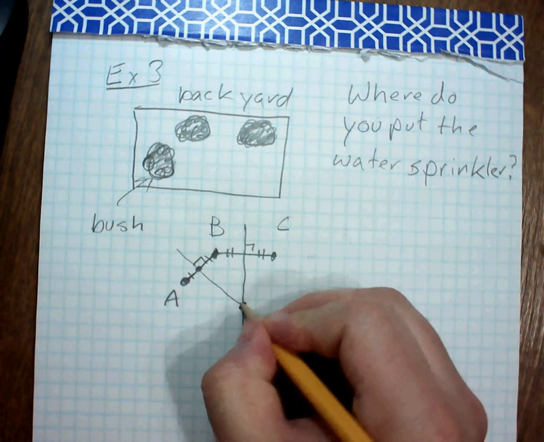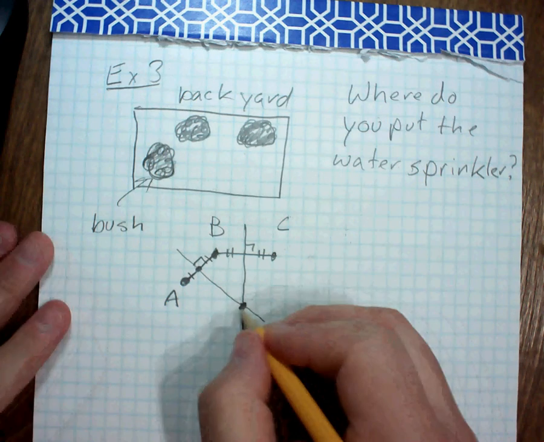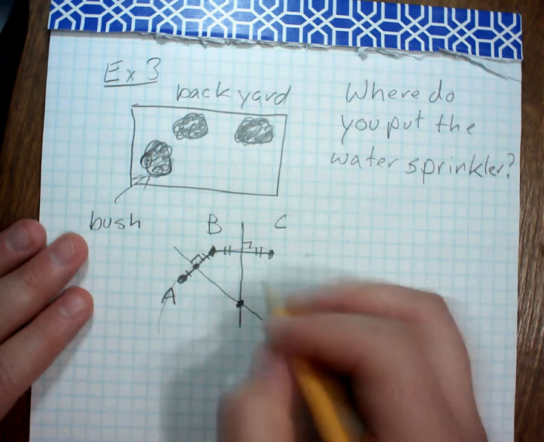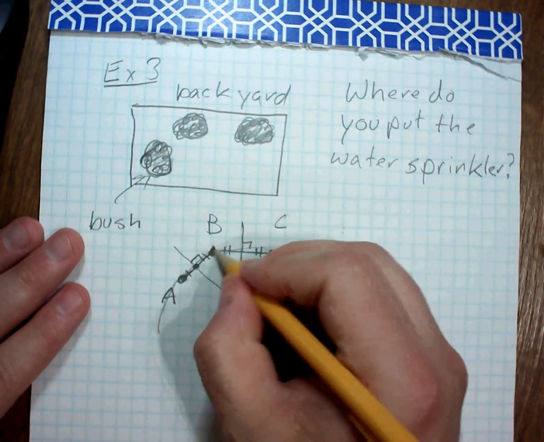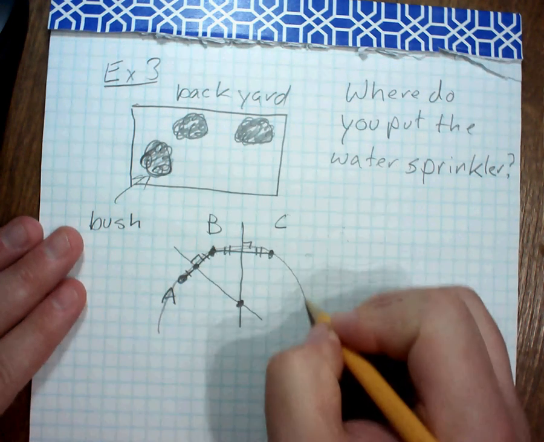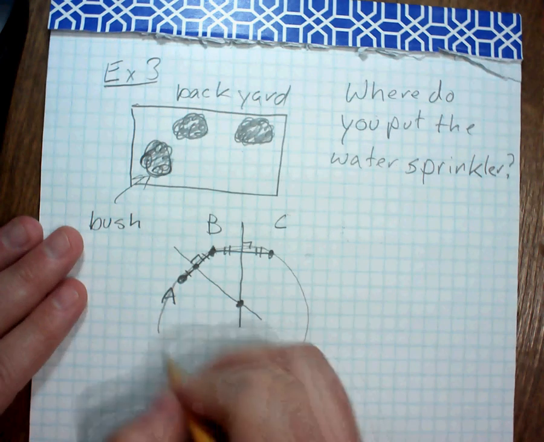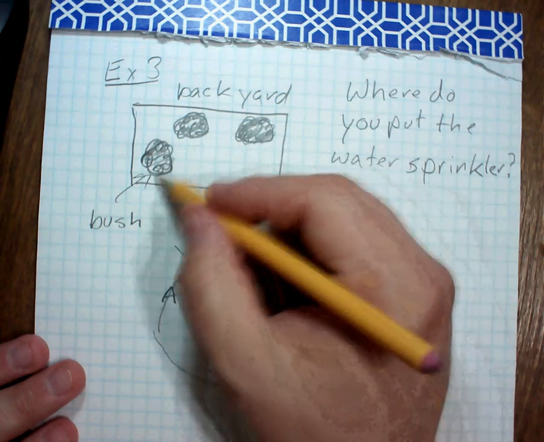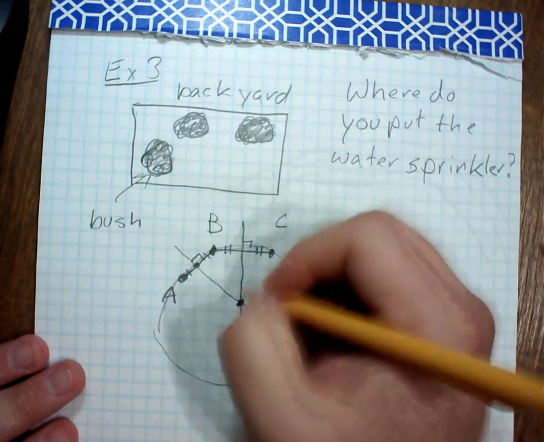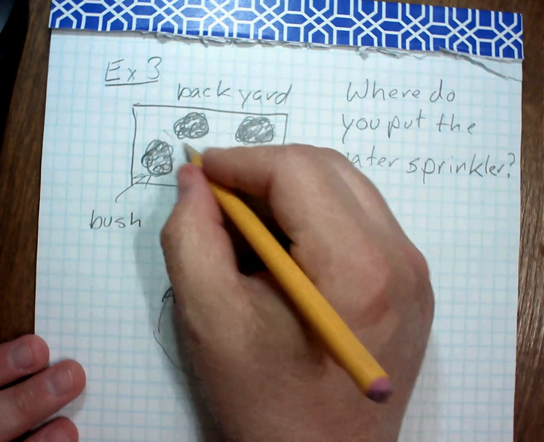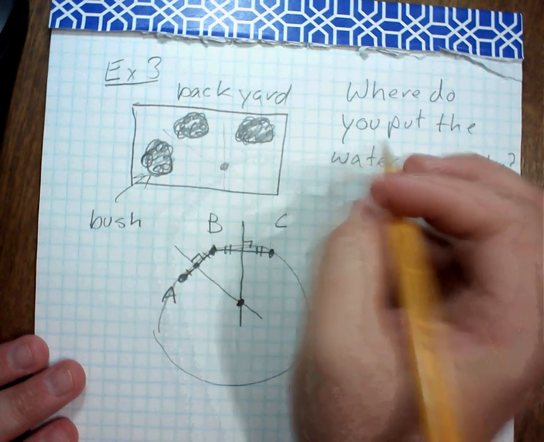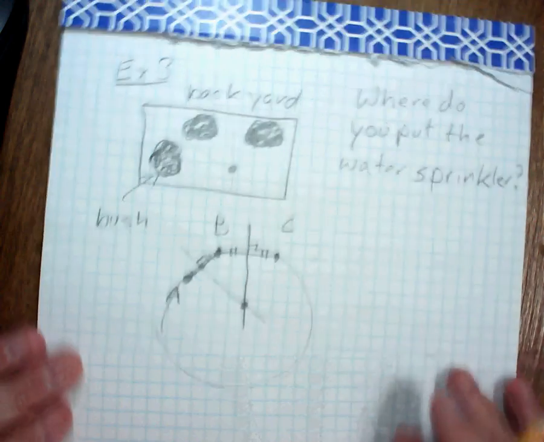Where these meet is actually going to be the center of a circle that goes through all 3 of these points. I'm going to draw it lightly, like this. Now you have a fenced-in backyard, so when you put the sprinkler, what you're doing is you're going to draw a line like this, and you're going to draw a line like this, and this is where you would place the sprinkler, okay?